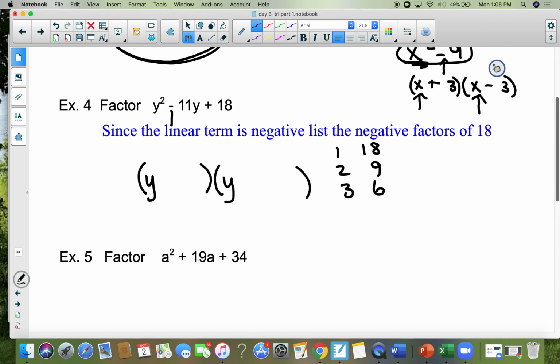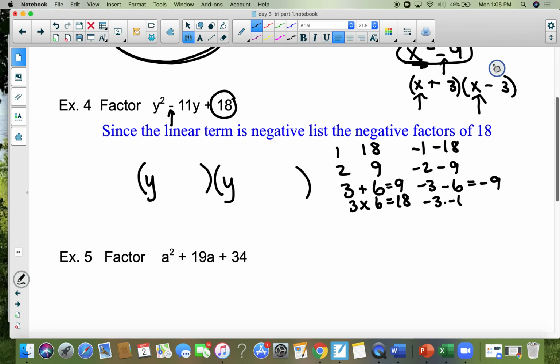But notice that there's a negative sign there. You could do a negative 1, negative 18, a negative 2, negative 9, and a negative 3 and a negative 6. When you add these two together, you get 9. But when you multiply these two together, you get 18. So you need the factors that give you a negative. So this gives you a negative 9, but when you multiply them together, it makes the positive 18. So this is the one that you want.